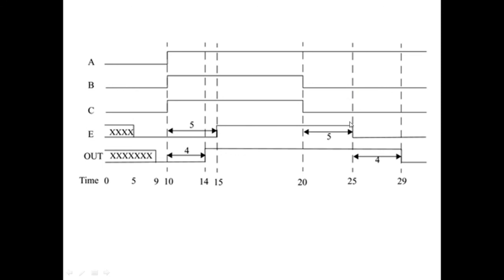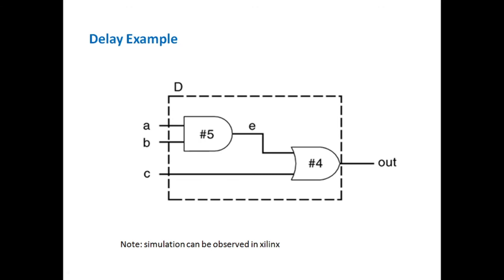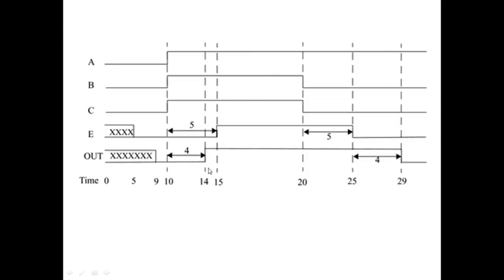Okay, now coming to here. This OR gate is completely dependent on the E input as well as the C input. This is my out. This out is dependent on the C input as well as the E input.